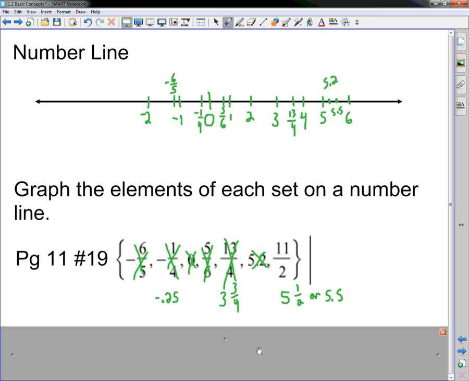We're taking the numbers and putting them onto a number line. What may be helpful for you if you have some issues with some of the fractions is use that calculator, turn them into decimals, and see if that helps you find where those values are.